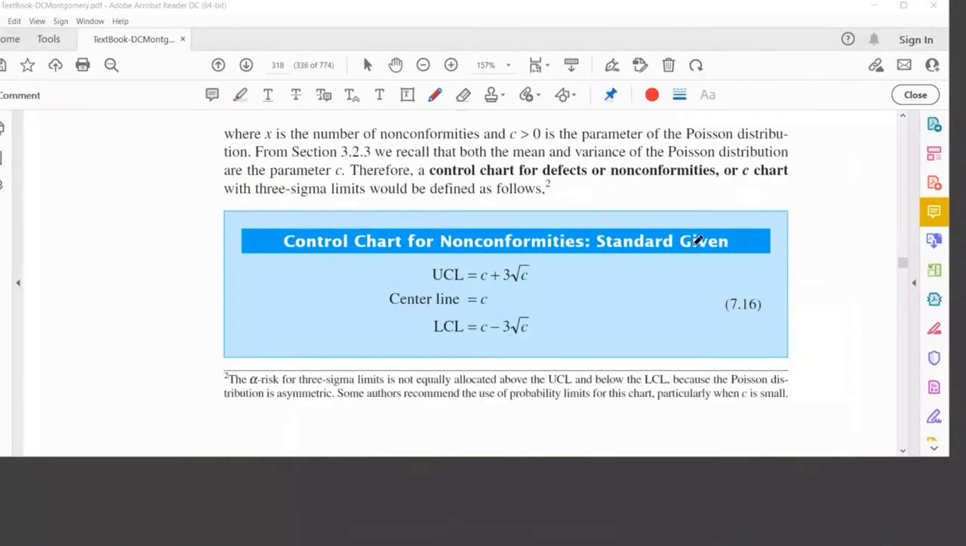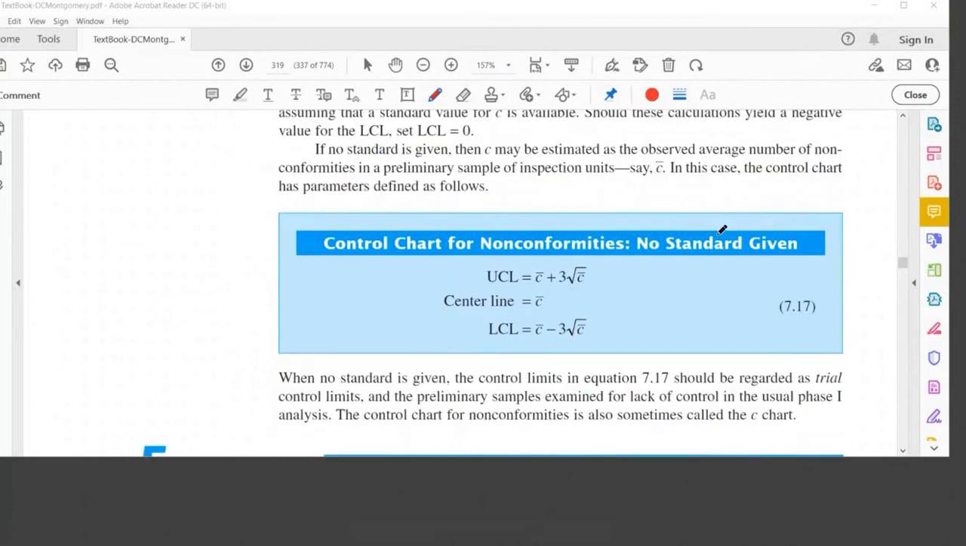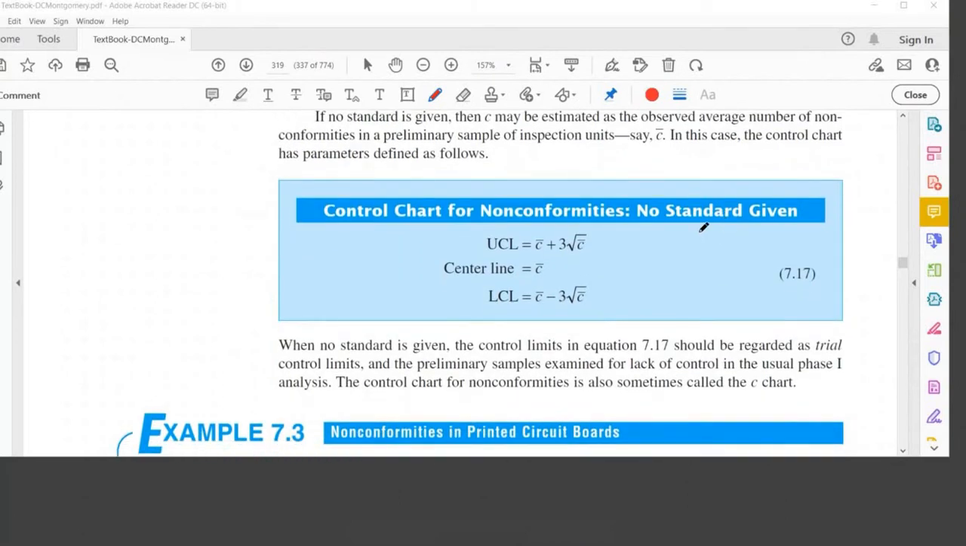This says a standard given. Basically, we know what the C value is. But most of the time C is not given, so we use this formula. This is the formula that we use for C chart, or we call it count of non-conformities. What is C? C means count of non-conformities.